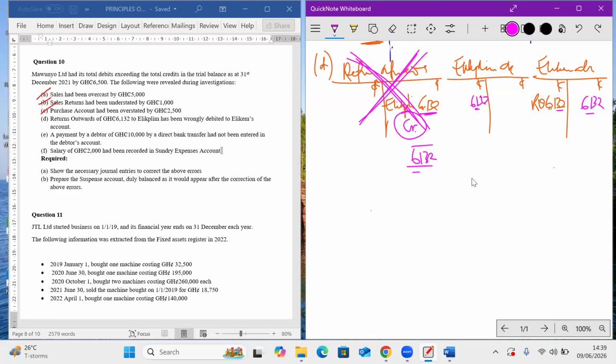Sales returns. I'll remove your tongue. Pay attention. This 6132, where is it coming from? Which account is it coming from? Elechem. Elechem. Then when you go to Elechem's account, the 6132, where did it go to? Which account did it go to? Elechem.